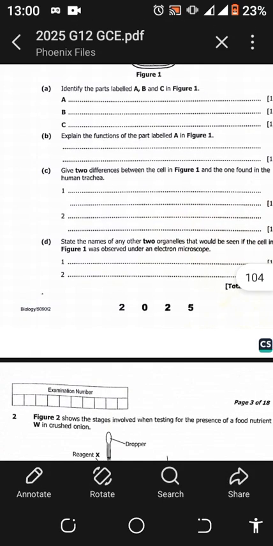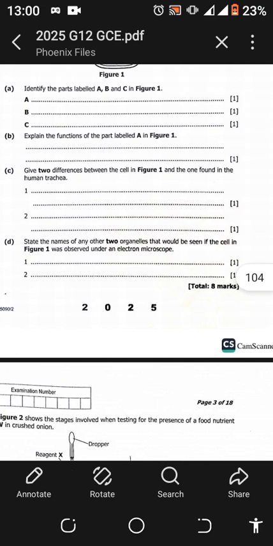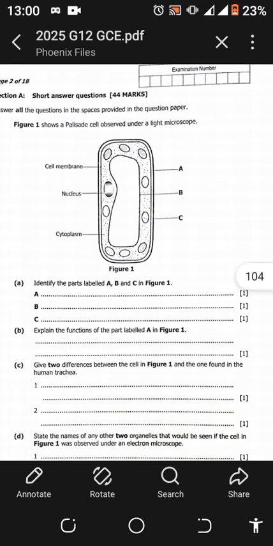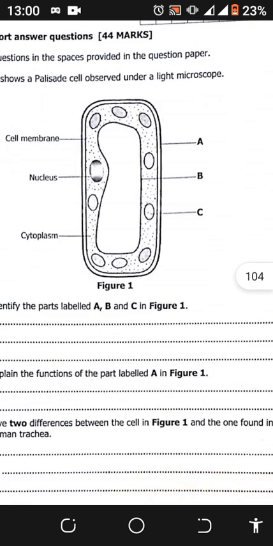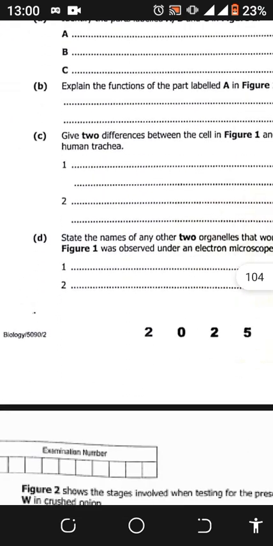Then, question 1d. State the names of any other two organelles that would be seen if the cell in figure 1 was observed under an electron microscope. So, in the cytoplasm, once viewed under an electron microscope, we will be able to see other parts like the mitochondria, the ribosomes, the endoplasmic reticulum, the rough endoplasmic reticulum, and the Golgi bodies.